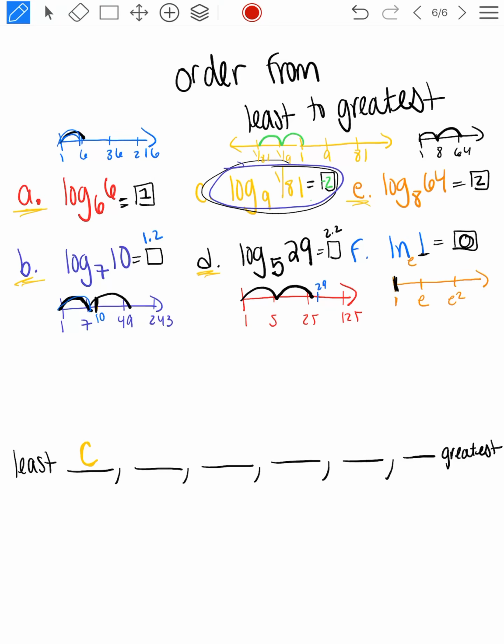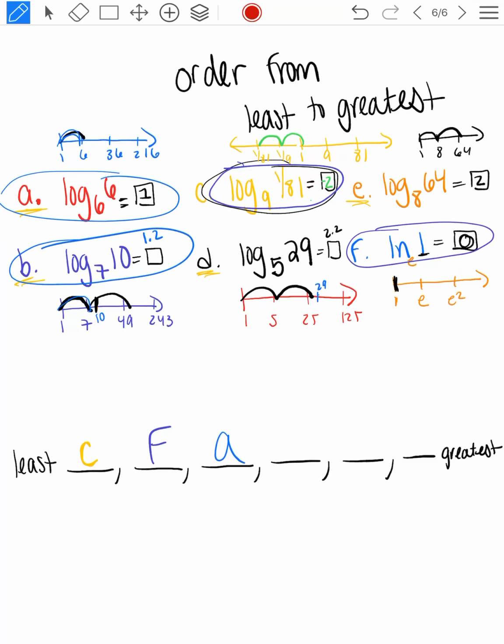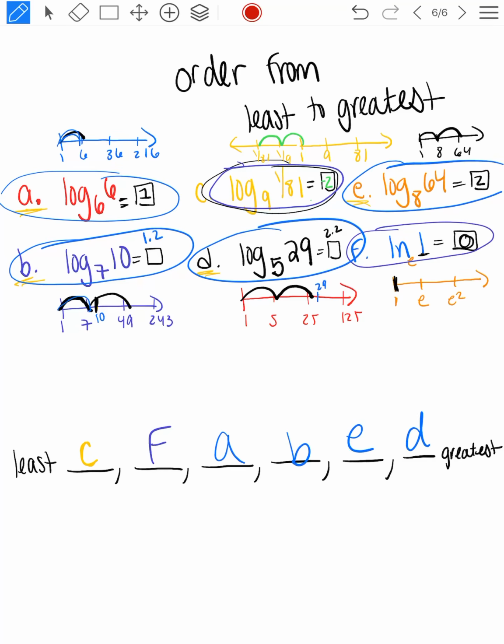So C was my only one with negative jumps, so that was my least. Then F has 0 jumps, so that's going to be my next smallest. And then now I just need to be careful for the next ones. So this one's 1, and then after that a little bit more than 1. And then this one was 2, so E, and then this one was a little bit more than 2, so D. So now I put all those logarithms in order from least to greatest.